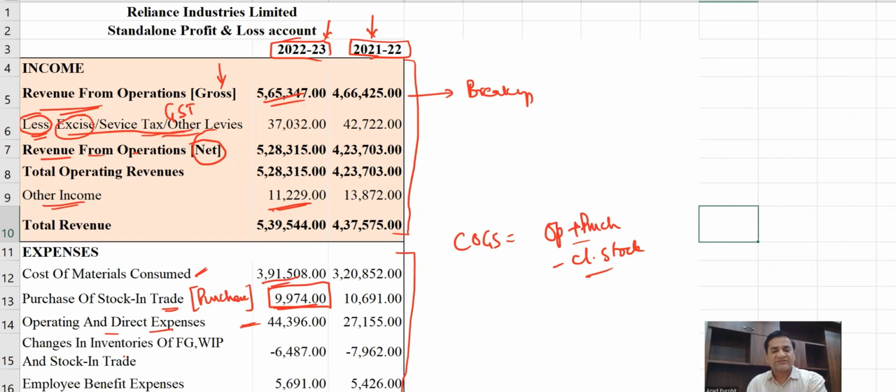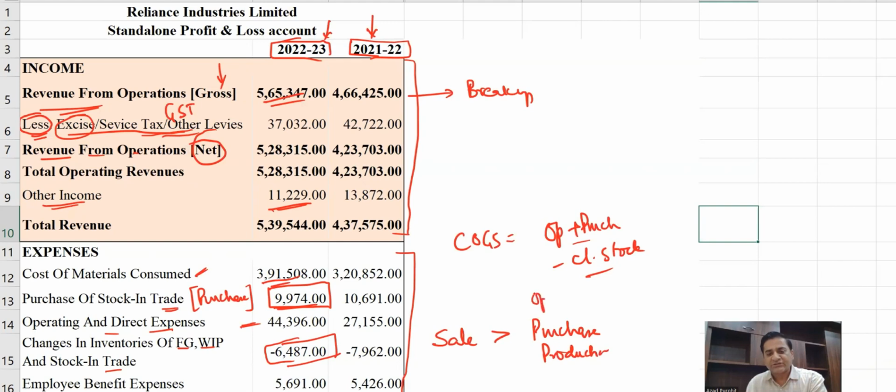Then you have a term called change in inventory of finished goods, work in progress, and stock in trade. And if you look at this amount, this is negative. We need not get confused with this. Negative means your sale during the year was greater than the purchases that you have made. That's it. Or the production during the year.